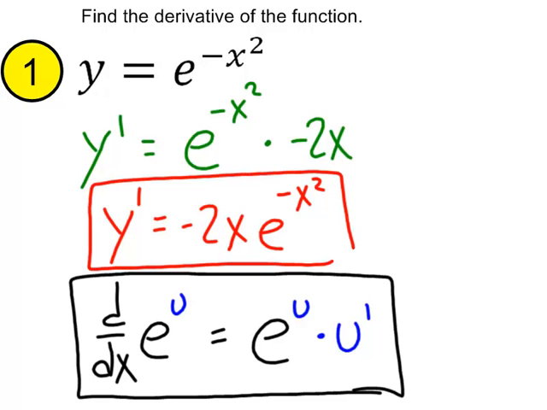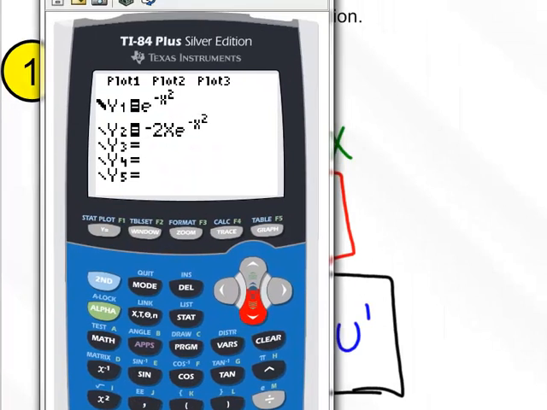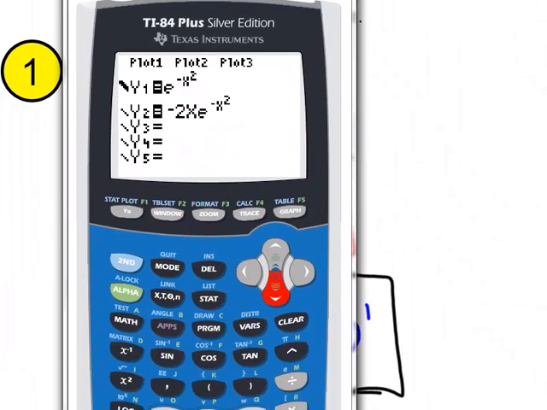And in exchange for this being so wonderfully quick, that this may be the quickest exercise I've ever done in one of these videos, we should definitely check this by calculator. So type in the original y into y1 and then the derivative in y2.